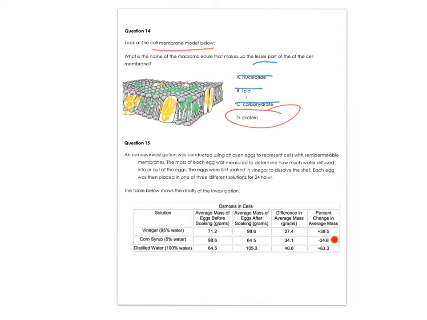And this is lost water, so corn syrup is actually hypertonic because water left the egg. Water moves to where the concentration of solute is the greatest. Water is leaving the egg, so the concentration of solute must be higher outside than inside. So it's hypertonic. Same explanation as the previous question.